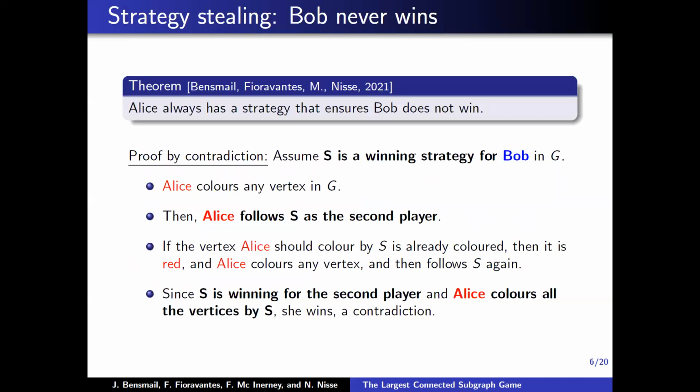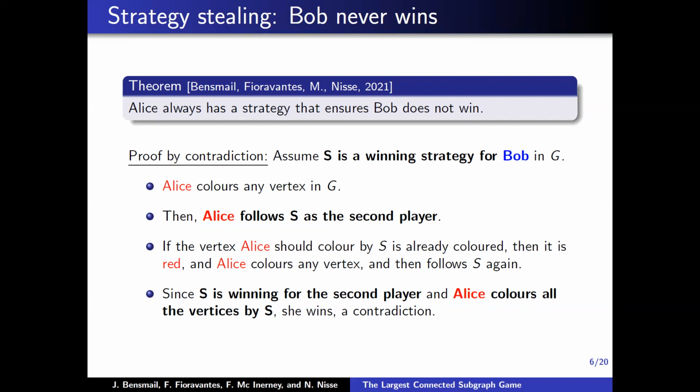So first, let's talk about how Bob never wins. It's the so-called strategy stealing. So let's have a proof by contradiction. Let's assume that S is a winning strategy for Bob in G. What Alice will do is she'll color any arbitrary vertex in G, and then she'll follow S as a second player. Now, at some point, while she's following S, she may be asked to color a vertex that is already colored. But in this case, it must be red because she's the one that had the extra turn at the beginning. And so in this case, Alice colors any other vertex and then resumes her strategy S again.